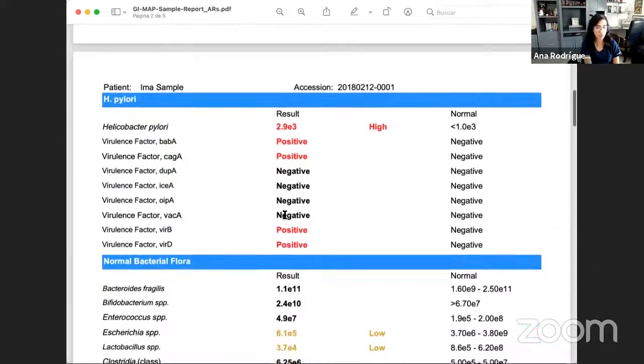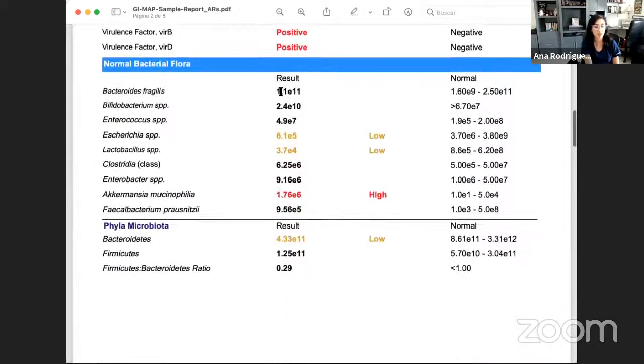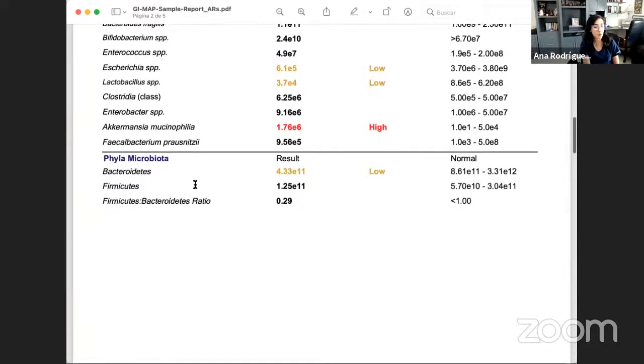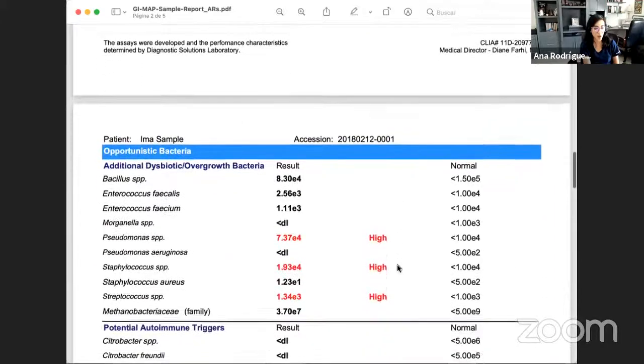Another thing that we have to consider here is the commensal bacteria, or the normal bacterial flora, and it will tell us the amount and which type of different phyla or families are running low in our gastrointestinal tract. It also gives us the firmicutes to bacteroides ratio, which is really important to see if we have a balanced gut microbiota. So this is very interesting as well.